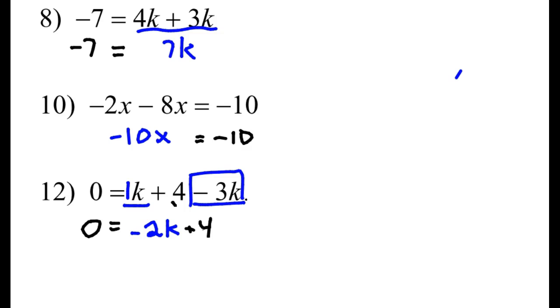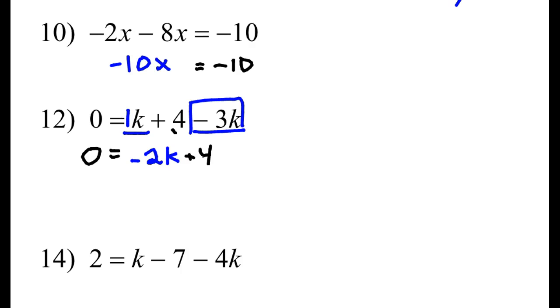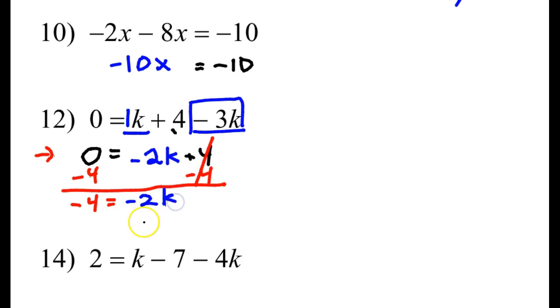Okay, now that we got the hang of this first step, the rest of this is going to be get to this point and then go ahead and solve like we have been. So we've been solving a lot of equations. What would we do to solve this equation? What are we going to add or subtract first? Yeah, we're going to subtract 4 on both sides, right? See it cancel out. 0 minus 4 is negative 4. Bring down negative 2k, and then divide both sides by negative 2.